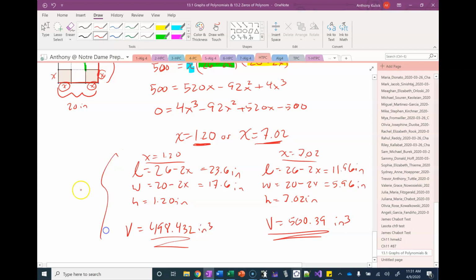So again, all this down here was just me checking and extending this answer out. The question really just needed these two numbers here.